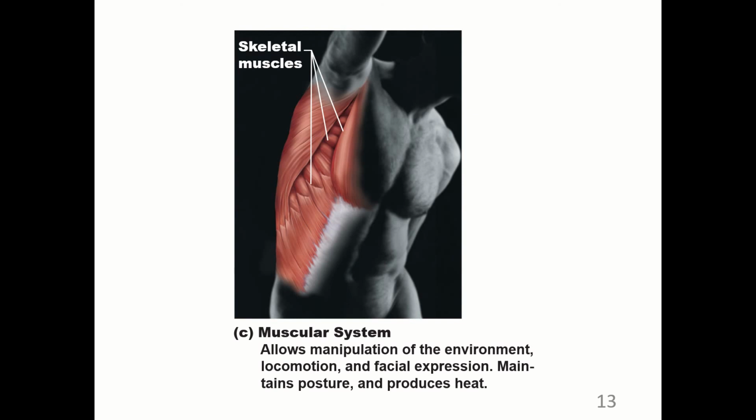The muscular system is comprised primarily of skeletal muscles that are attached to the bones of the skeleton. And this allows for the manipulation of the environment. Also, locomotion, movement, and facial expression. Other functions of the muscular system include maintaining posture and producing heat.